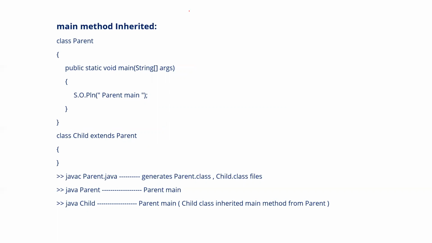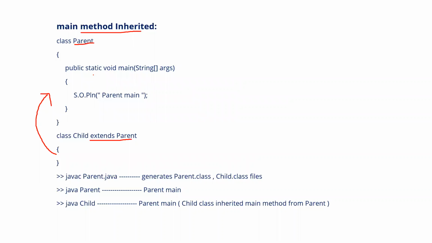In Java, the main method can be inherited. You know the inheritance concept. If a child is extending the parent, then all the properties and methods, except the private properties, will get inherited. Means the child can use the properties of the parent. Properties and methods present in the parent can be used by child class reference.